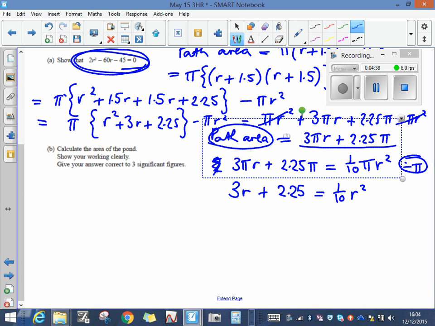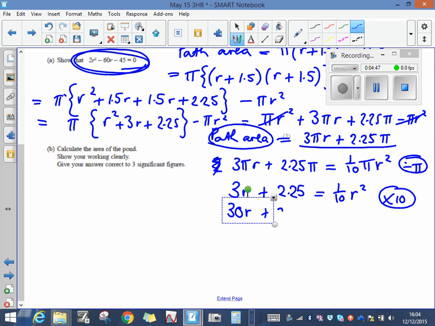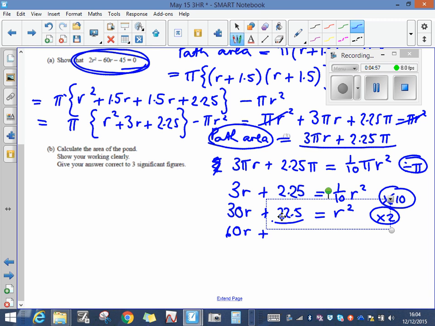And I don't like that 10th, and there's no 10th up here anyway, so I am going to multiply by 10 to start with. So this becomes 30r, this becomes 22.5, and this becomes r squared. Still not good enough, I've still got a decimal here, so if I now double, this becomes 60r, this becomes, if you double 22.5, that comes out as 45, and if you double r squared, it is 2r squared.